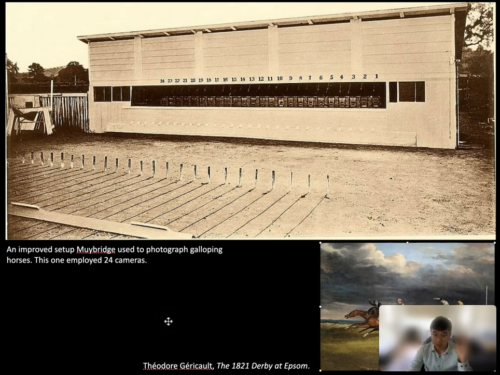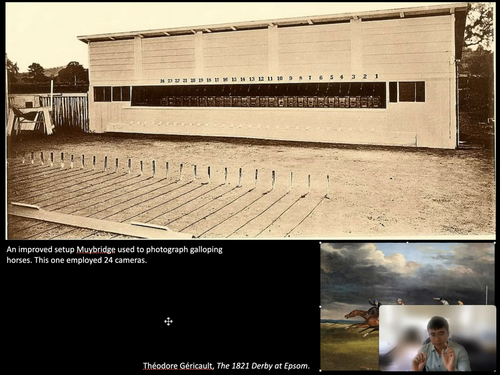So for the first time, we're able to see the continuous movement, the continuous picture of a horse, and later on, human beings or objects or other kinds of animals, right? So this is the advancement that Muybridge created.